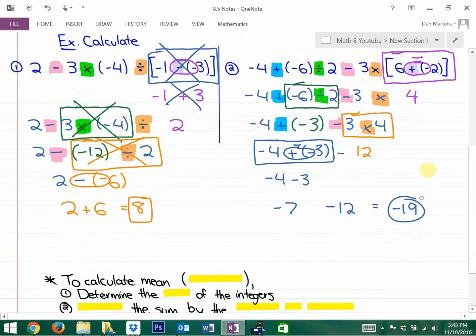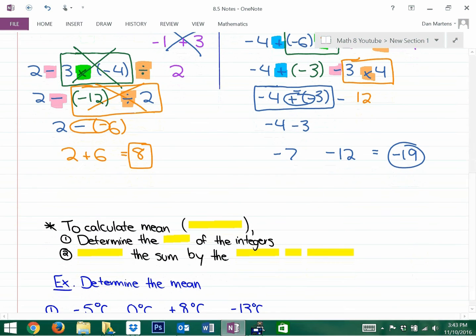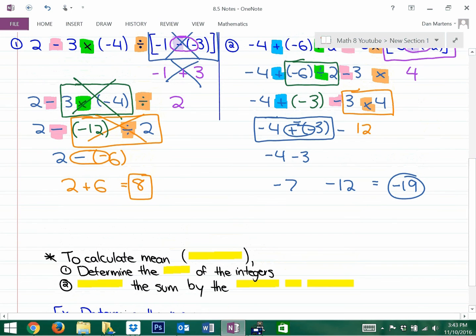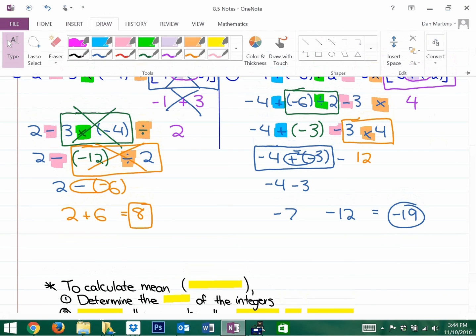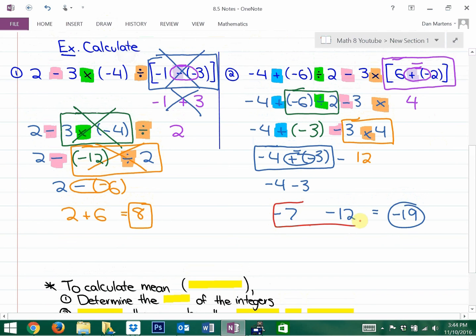Okay? The last part of this lesson is just an aside. So really important that you know how to do order of operations, that you work in order, and that you do one operation at a time. So maybe I should put a box around this here as the last operation that we did.